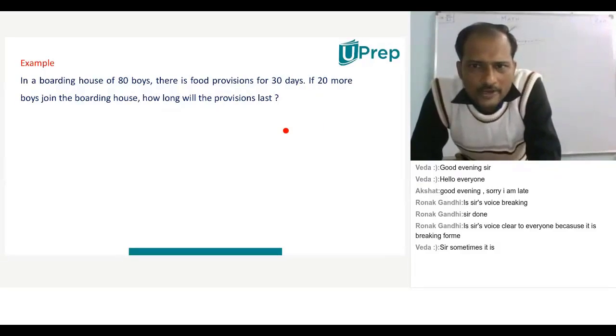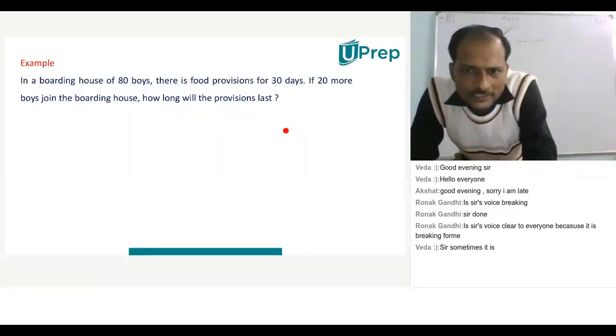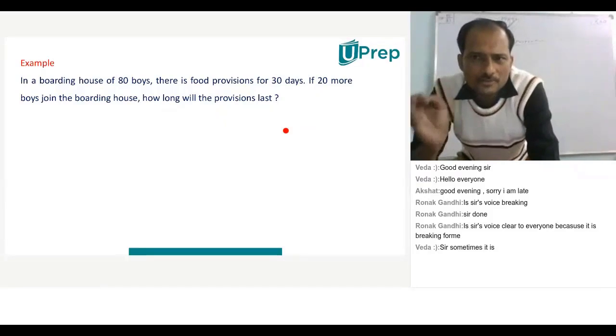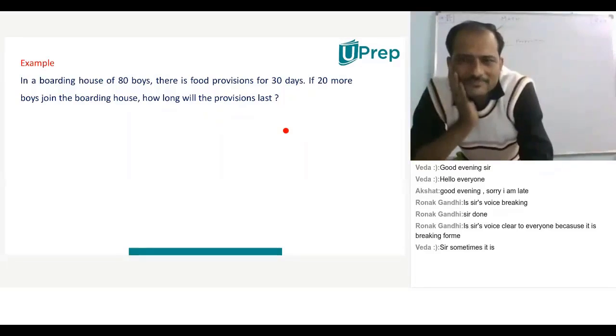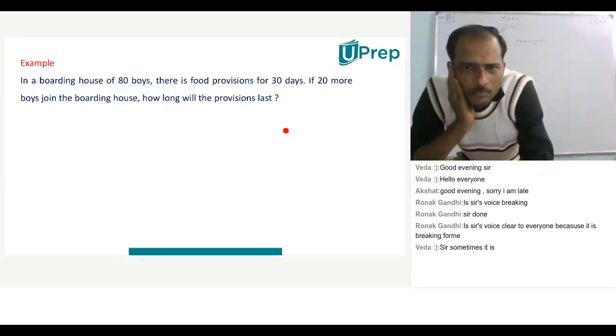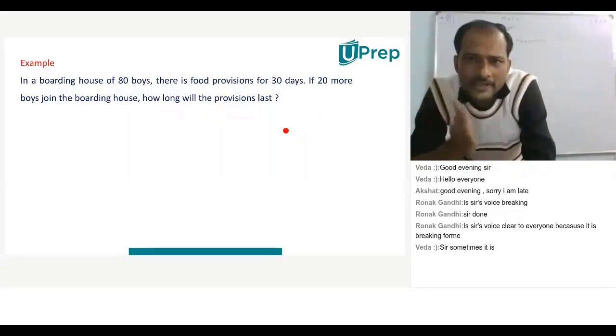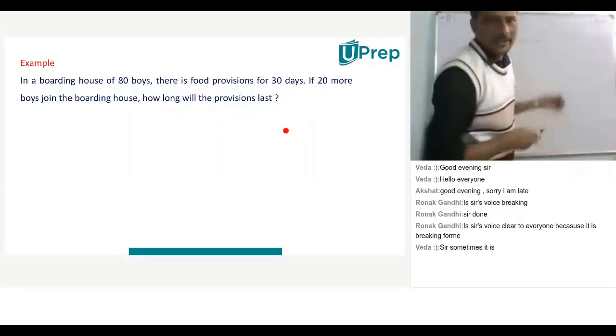In a boarding house of 80 boys, there is food provision for 30 days. If 20 more boys join the boarding house, how long will the provisions last? Okay.